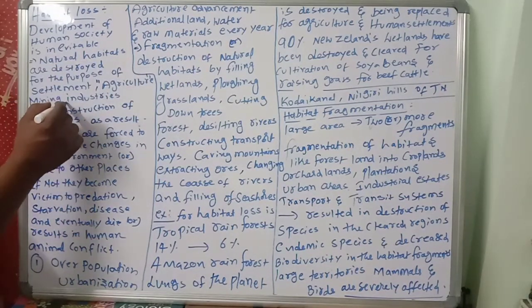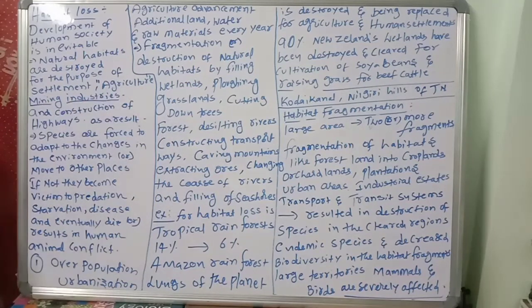Mining industries. Mining, you believe or not, coal mines. Hundreds of thousands of acres we are losing because of these mining industries. And construction of highways. You know very well, thousands of kilometers of highways, so damaging the forests or habitats.